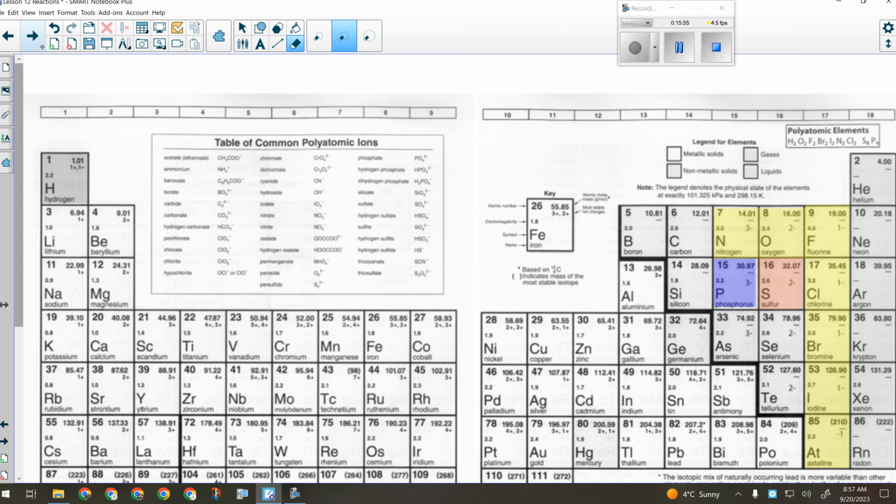Our special elements here, just as a quick review. On your periodic table, they are hydrogen, nitrogen, oxygen, fluorine, chlorine, bromine, iodine, astatine, and phosphorus and sulfur. Now, just so you know the color code here, anything that is in yellow, this should also be yellow. My mistake here, the hydrogen should also be yellow.